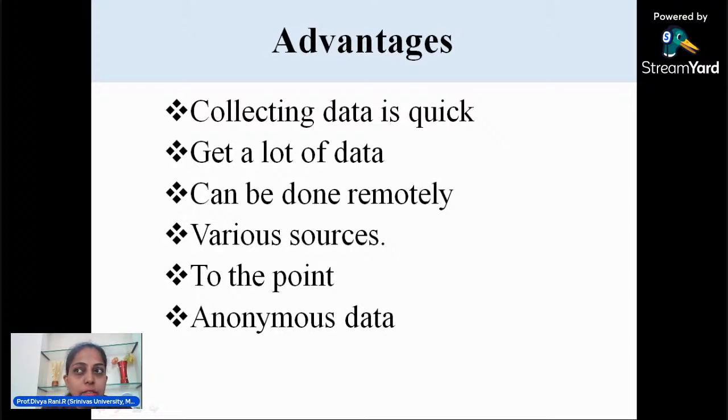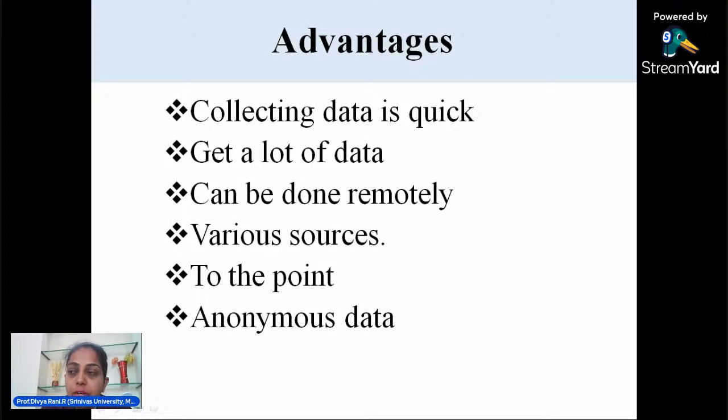So short answers, like closed-ended questions, mean collecting data will be faster. You can get a lot of data in a small time. It can be done remotely. That means, for example, you are collecting the data using social media or the internet, so you can collect the data even remotely, from various sources.